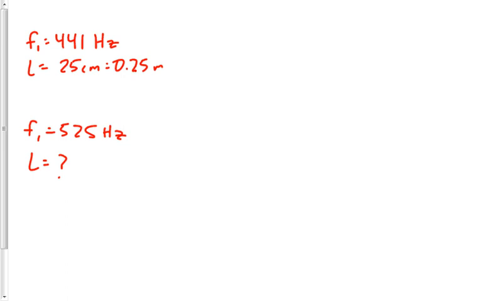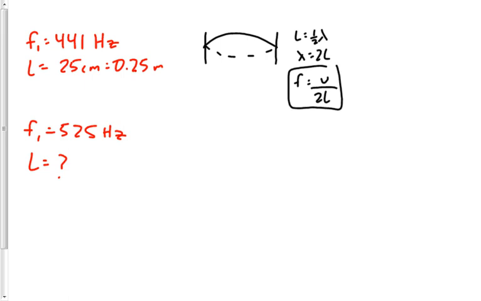Well, let's draw it out first. There's the first harmonic. We know that L is equal to 1/2 lambda, and lambda is equal to 2 times L. F is equal to V over lambda, or V over 2 times L. There's my equation. We know the speed of the wave in both cases is going to be the same. Like I said just a minute ago, when you pluck that guitar string, it doesn't matter whether you have a finger on a fret or not, the speed of the wave is going to be the same. So let's solve for speed here.